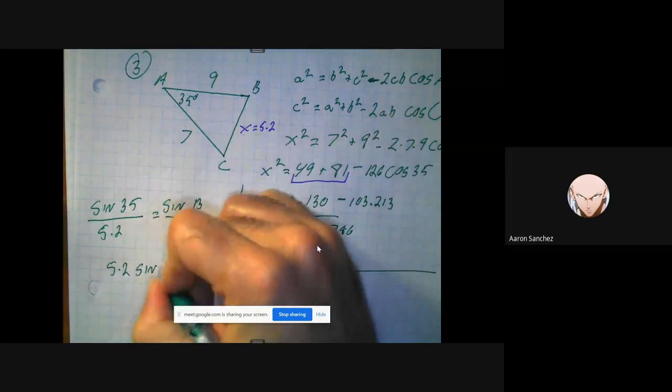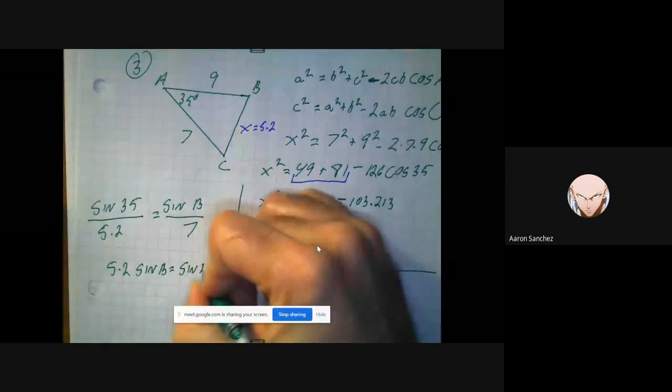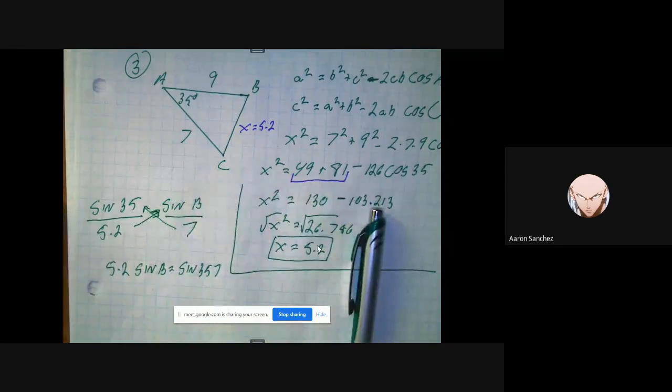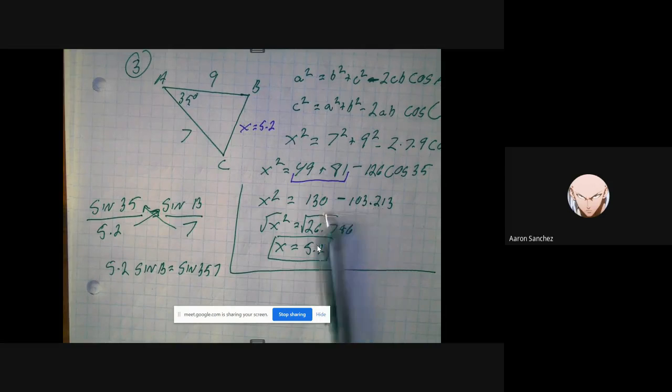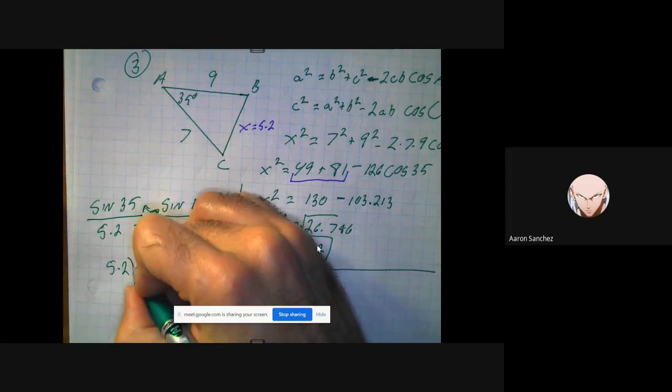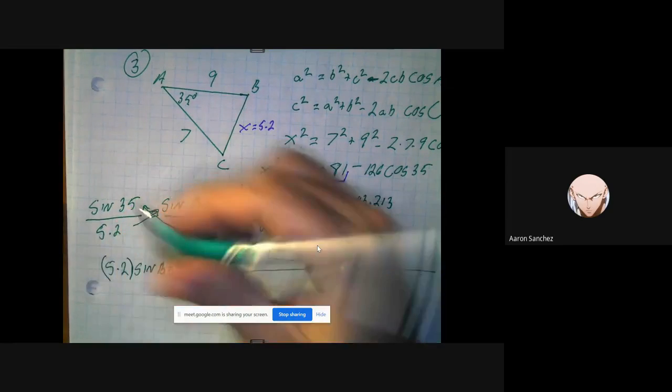5.2 sine B equals sine 35 times 7. Right, cross multiply. You guys go ahead and solve for B, and I'm going to call on you. If you have questions, let me know. Sine 35 times 7, 5.2 times sine B.